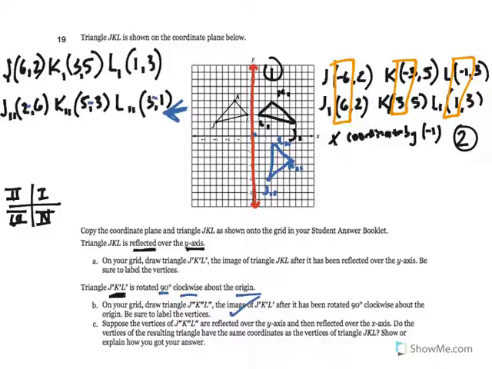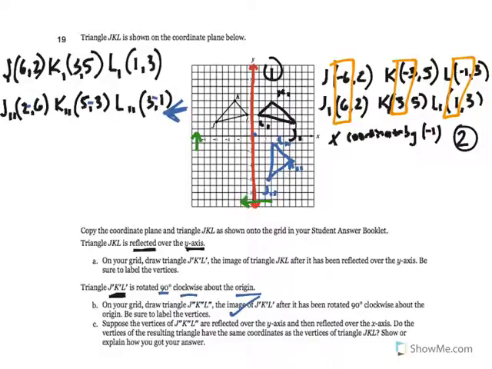Now suppose the vertices of J double prime, K double prime, L double prime are reflected over the y-axis. So now we're reflecting them over the y-axis, and then reflected again over the x-axis. Okay. Do the vertices of the resulting triangle have the same coordinates as the vertices of triangle JKL? Let's see. So remember, if we're reflecting something over the y-axis and then over the x-axis, let's just work with the coordinates from this point on, okay?